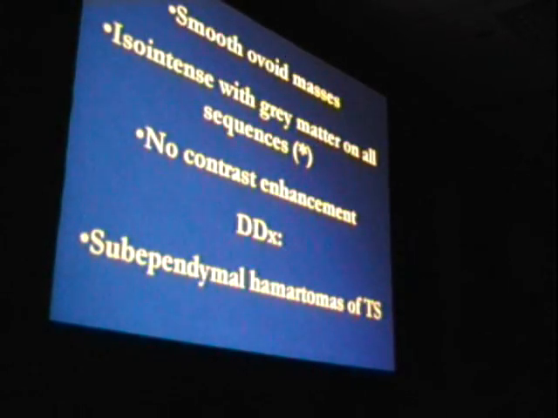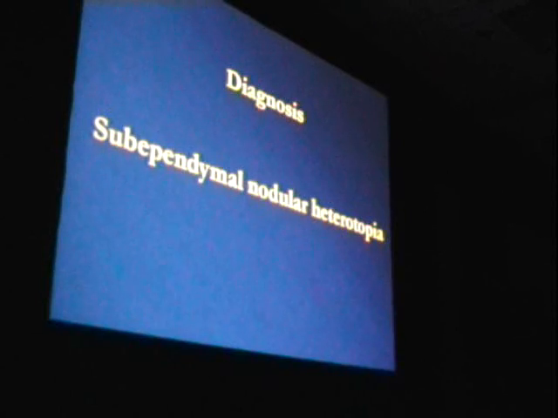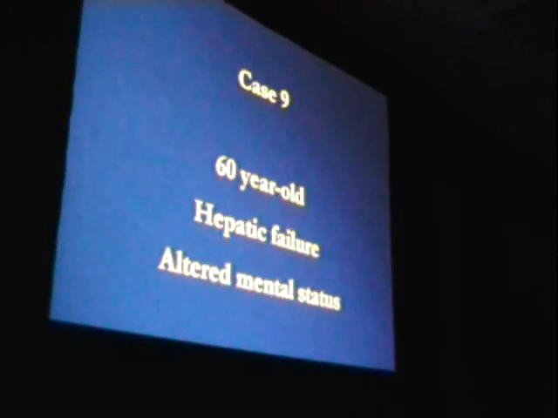Okay, so the critical things to look for on imaging are these smooth ovoid masses, which must track grey matter on all sequences and must not enhance. The main mimics that don't track grey matter on all sequences are subependymal hamartomas in tuberous sclerosis, which look very similar but are subtly different in signal. So this is a subependymal nodular heterotopia.